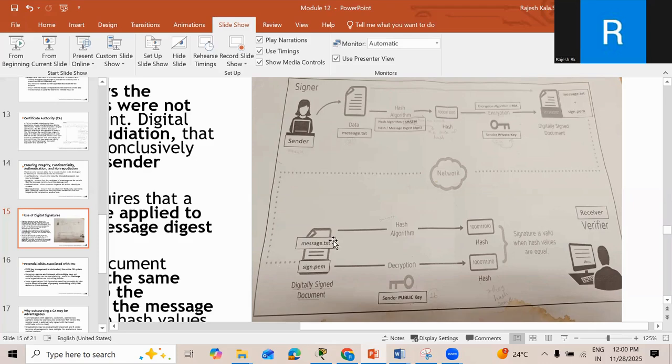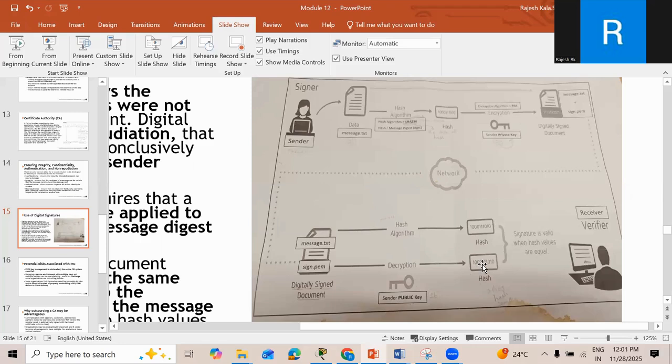The receiver side will have the message text and the digital signature. They will generate another hash from this message using the same hash algorithm. Then they decrypt the digital signature using the sender's public key. Encryption was done using the sender's private key, and decryption is done using the sender's public key. Since what we encrypted was the hash, when you decrypt the digital signature, you get the hash.